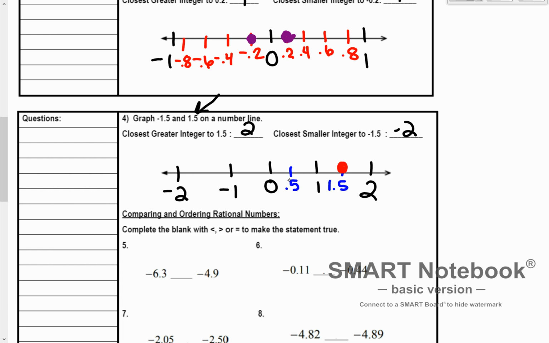Going negative, it's going to mirror the same thing. I've got 0, and I've got negative 0.5, negative 1, negative 1.5, negative 2. Put a nice big dot on my negative 1.5, and we are good.